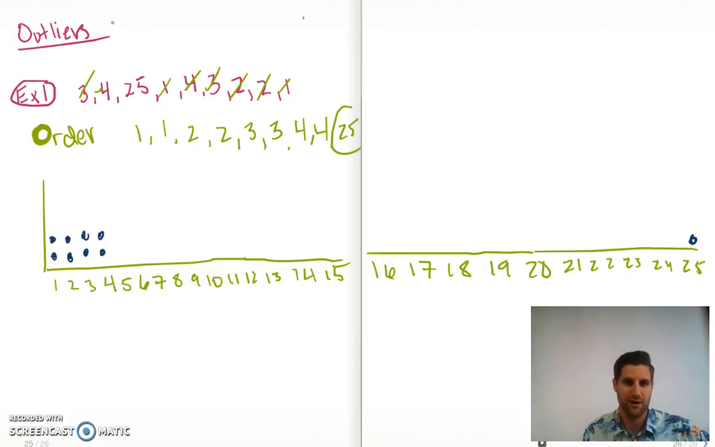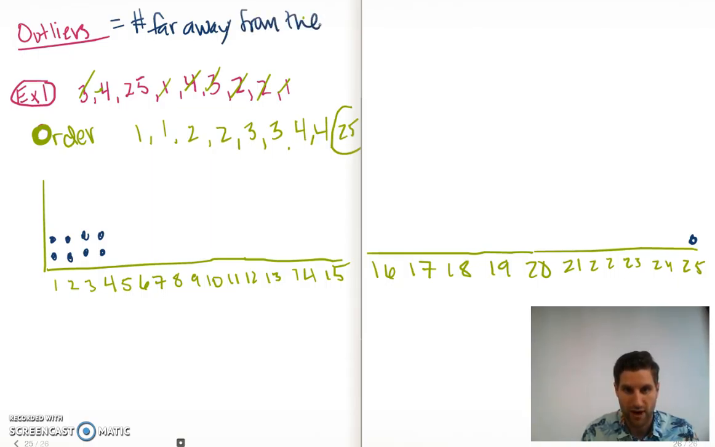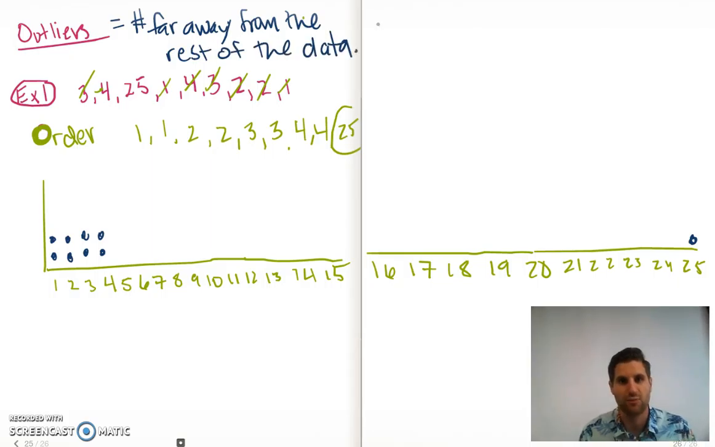Let's go ahead and define that right up here. Okay, so if we define the outlier, now I'm reading from a piece of paper here. An outlier. Data sets can have members that are far away from the rest of the data. Okay? Numbers far away from the rest of the data, or data, however you prefer.